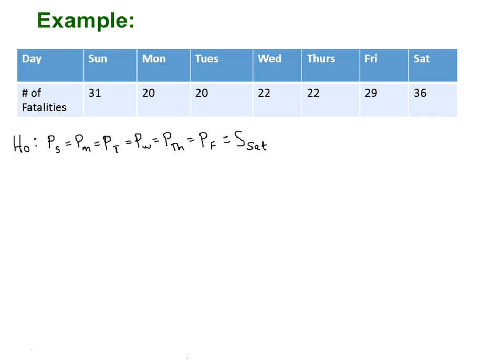The claim, again, is that the accidents occur with equal frequencies. So if they do occur with equal frequencies, that means that the probability of getting into an accident on the different days are the same. So the alternate hypothesis is just a statement that one of the probabilities is different. If at least one of the probabilities is different, then accidents do not occur with equal frequencies on the different days. So only one of them has to be different in order for the null hypothesis not to be true. At least one is different.